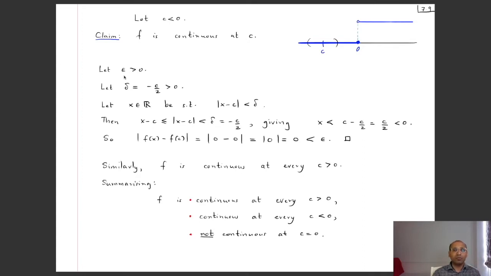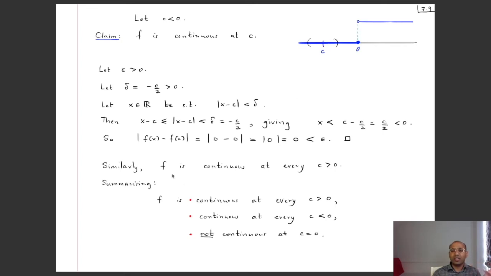So given any epsilon positive, I have produced a delta, namely this positive number, because c is negative, so this is positive, such that whenever x satisfies that its distance to c is less than delta, I have that the distance of f of x to f of c is less than epsilon. So we have showed that f is continuous at this c. And c negative was arbitrary. So for all of these negative numbers, the function is continuous at each of these negative numbers.